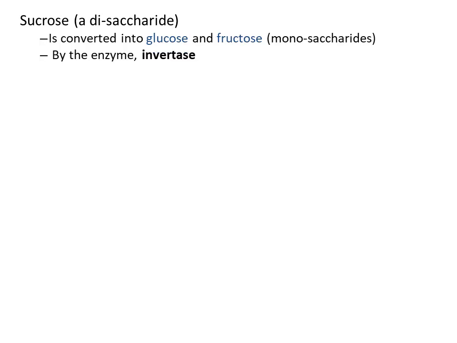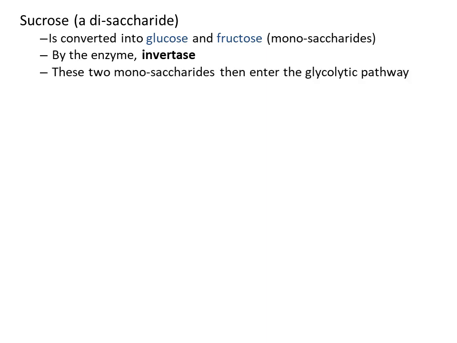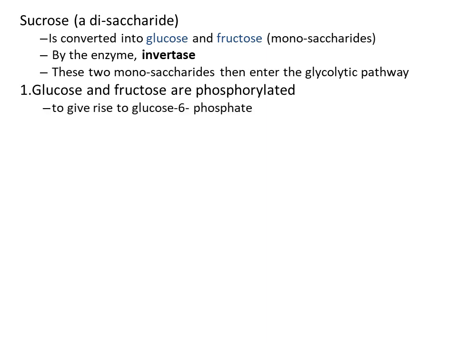Sucrose is a disaccharide containing glucose and fructose. So it is first broken down into glucose and fructose, its component monosaccharides, by the enzyme invertase. And then these two monosaccharides enter the glycolytic pathway. Glucose is first phosphorylated to glucose 6-phosphate. Fructose is also phosphorylated to give rise to glucose 6-phosphate only.